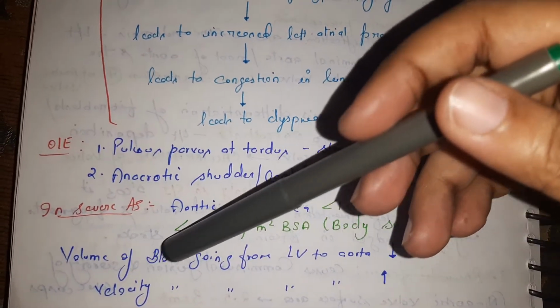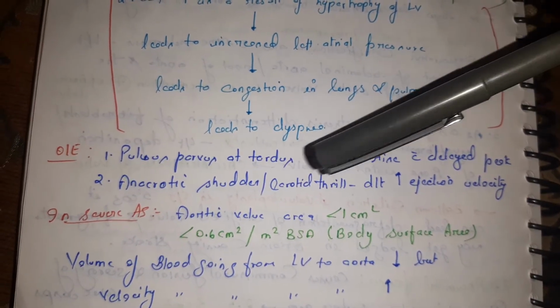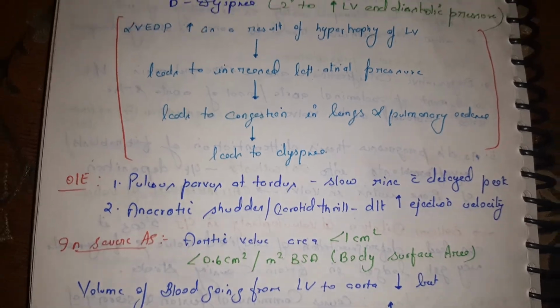So one more thing we need to understand: the volume of blood going from the left ventricle to the aorta decreases, but the velocity will increase, right?